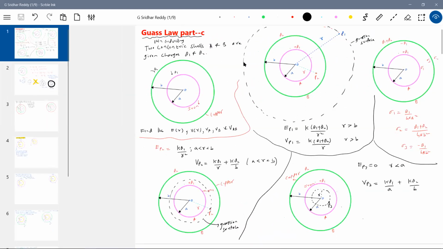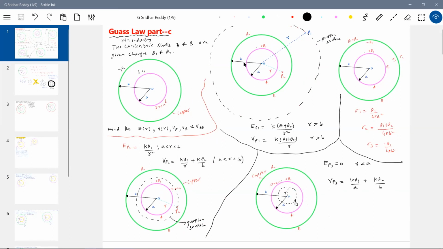I think this is a very fundamental problem. Have clarity. The same thing we are going to repeat. Nothing new will be there. Any doubt? If you have, you can clarify it.